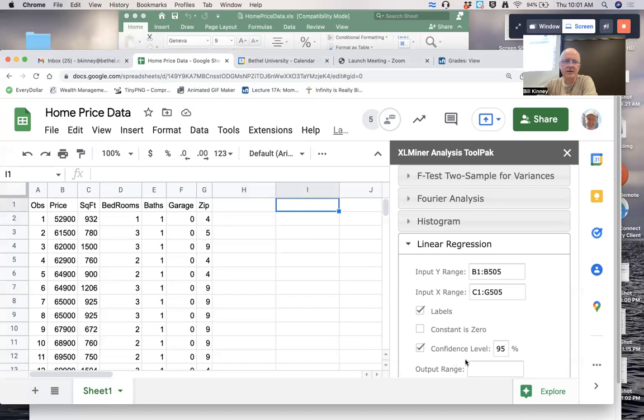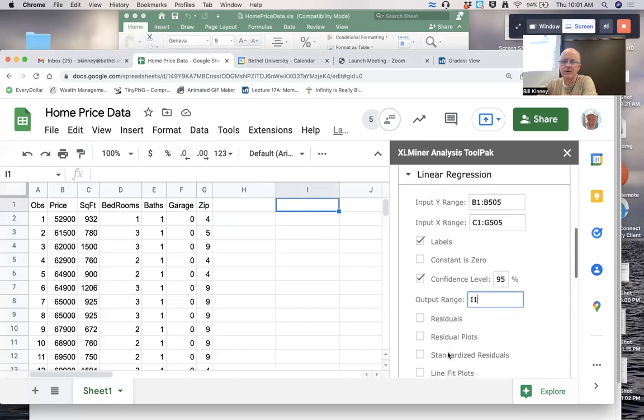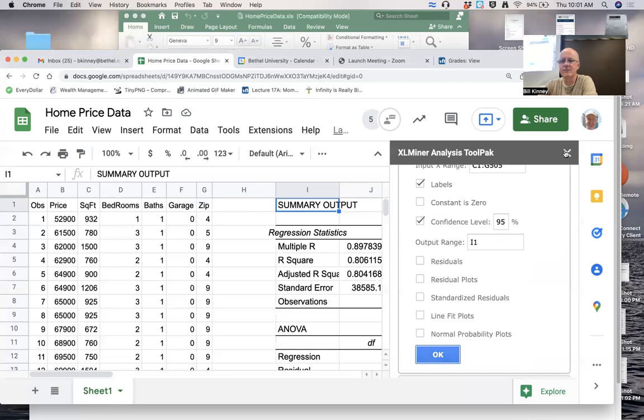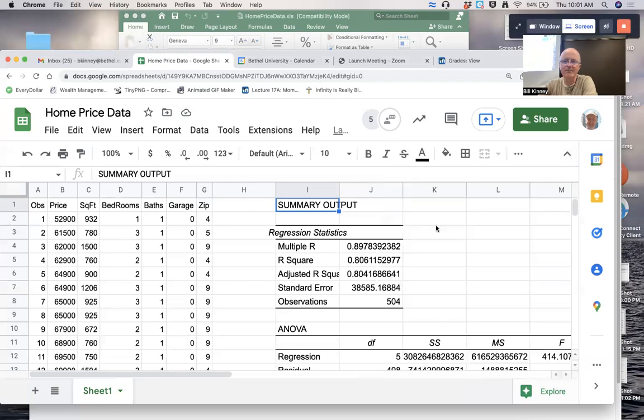Well, let's put the output starting I1 for the upper left corner. And let's just click OK. Did I click it? Or is it just working? There we go. Okay. Took a few seconds.